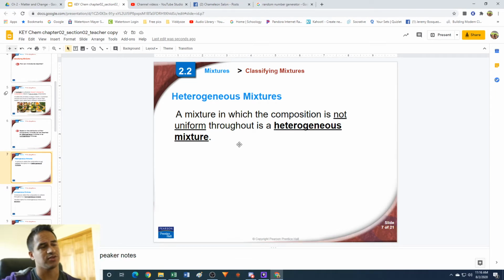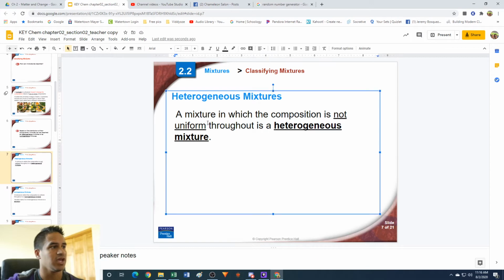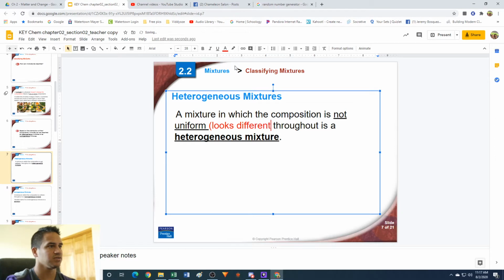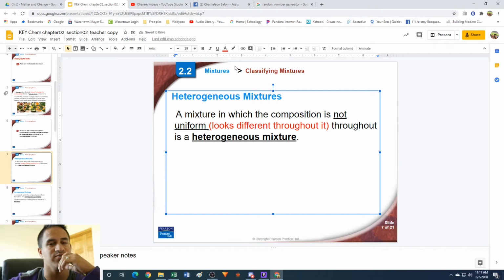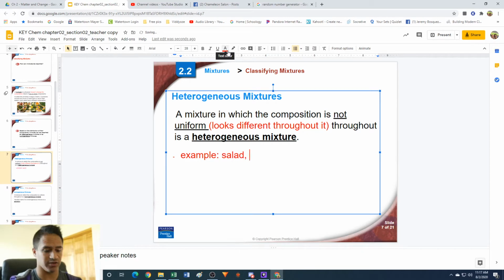So, heterogeneous mixture. A heterogeneous mixture is one where the composition is not uniform, okay? When we say uniform, what that means is that it looks different in different parts. Like you can see that there are different things there, okay? So, looks different throughout it. So a heterogeneous mixture, a good example of this could be a salad. Okay, prime example, in fact, just from the previous slide that we just had. So example is a salad. A bowl of cereal is another good example.